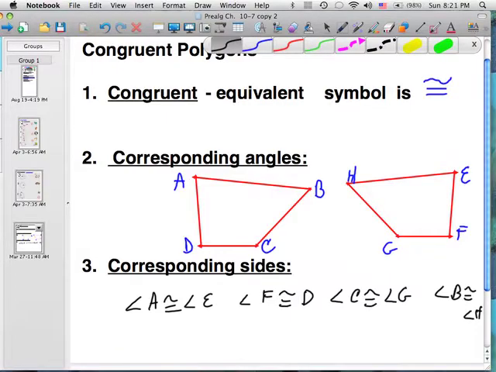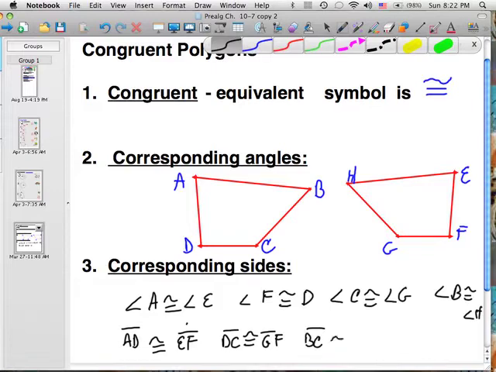And side AD, line segment AD, is congruent to line segment EF. Line segment DC is congruent to GF. Line segment BC is congruent to line segment HG. And line segment AB is congruent to line segment HE.